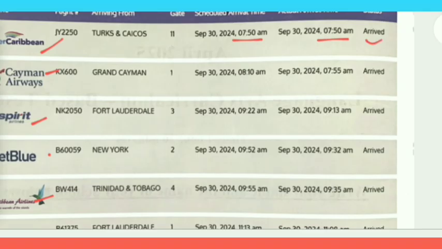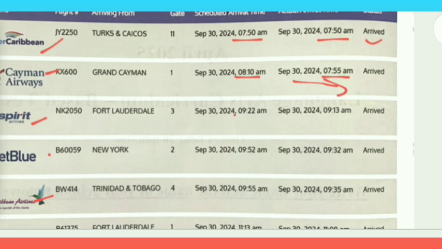Let's look at the second flight. It should have been in at 8:10 a.m., but it came in at 7:55. So we're going to put an arrow, meaning it came in ahead of time. Let's put a forward arrow.